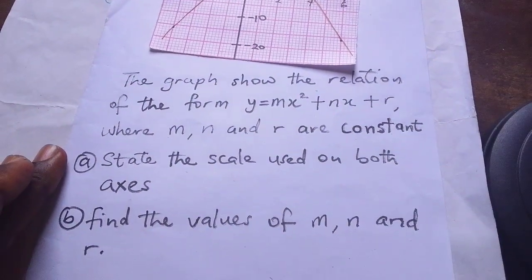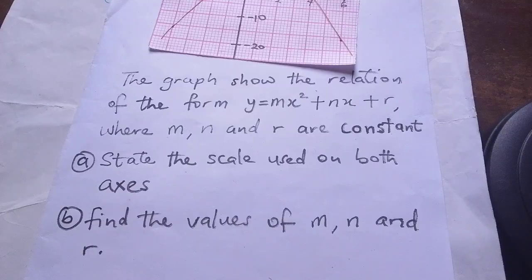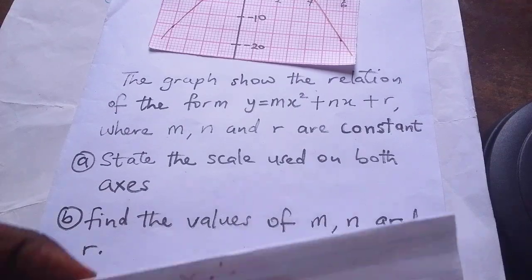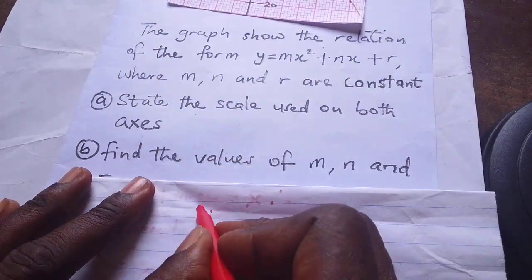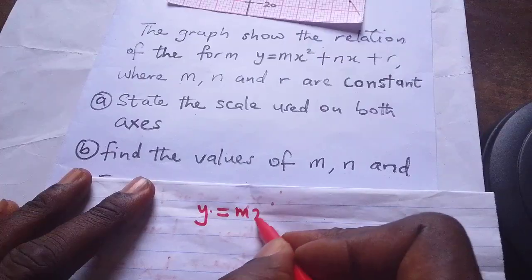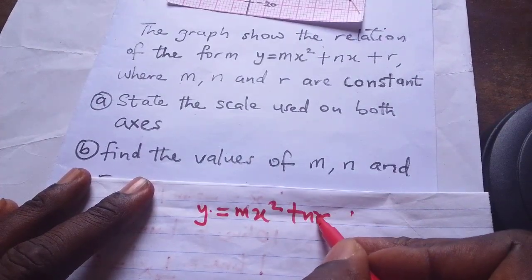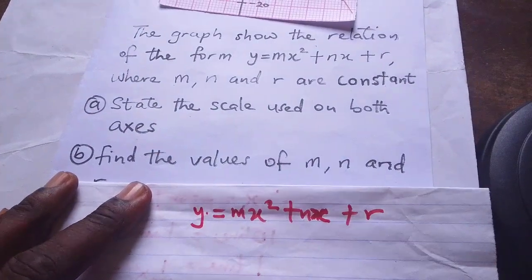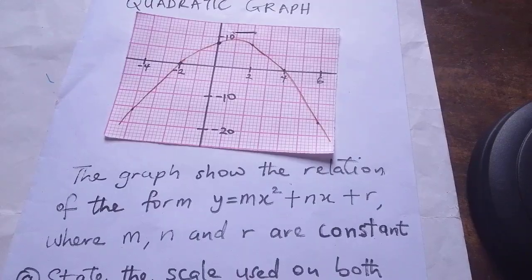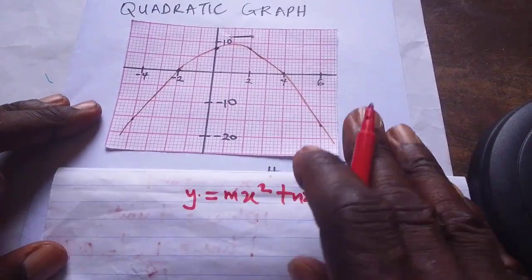Then the second part of the question says, find the values of m, n and r. So you know the equation you are given is y is equal to mx squared plus nx plus r. So you are only given the graph here. You are told to look for the equation. Now in this graph, what you do is this.